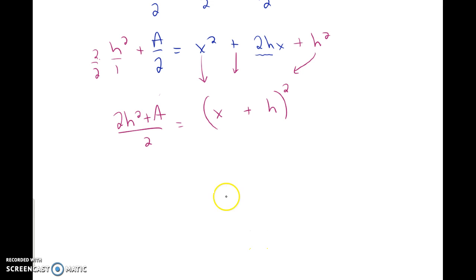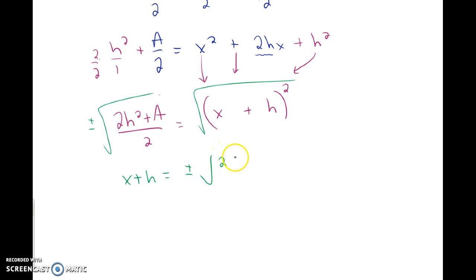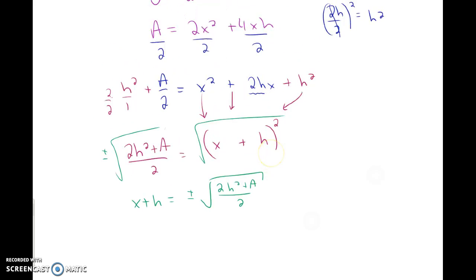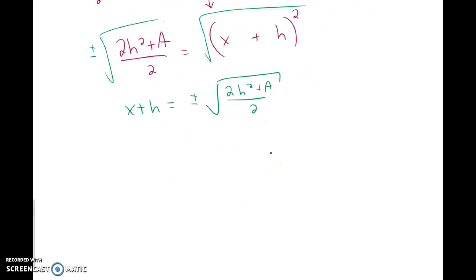And then square root both sides, and we're pretty much done, almost. Plus or minus. So I have x plus h equals plus or minus the square root of 2h squared plus a, all over 2. So actually, I was wrong. We're not almost done. It's going to take a little bit of work to simplify.